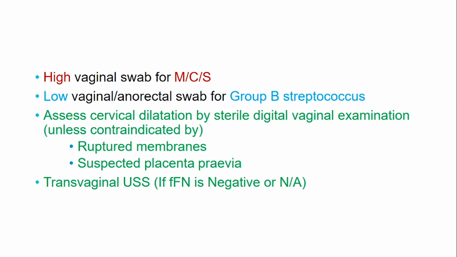A high vaginal swab for microscopy, culture and sensitivity can also be done in a suspected case of preterm labor, or a low vaginal anorectal swab for group B streptococcus, which can complicate even delivery by predisposing to endometritis, can also be done to exclude and manage situations when you may come down with some other sequelae.